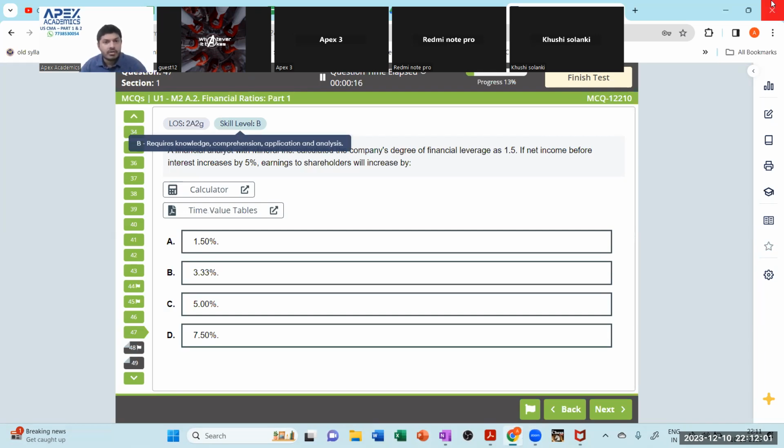The important concept also can be drawn out over here. Now, this question is speaking about degree of financial leverage. This question speaks about degree of financial leverage. Let's pay attention.